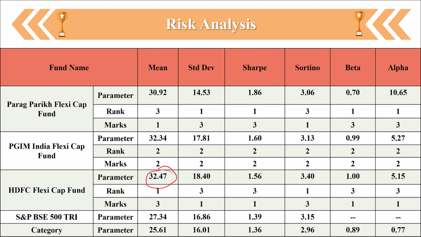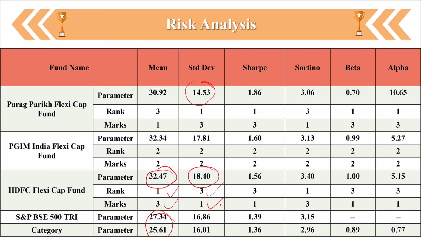You can see that the mean of these mutual funds is able to beat the category and the benchmark as well. Next is standard deviation. Standard deviation indicates how much the average return gets deviated, so standard deviation should be on the lower side. Here you can see that the Parag Parikh Flexi Cap Mutual Fund has a standard deviation of 14.53. HDFC Flexi Cap Mutual Fund has a standard deviation of 18.4. That's why they have been ranked 3 and marks 1 has been allocated.